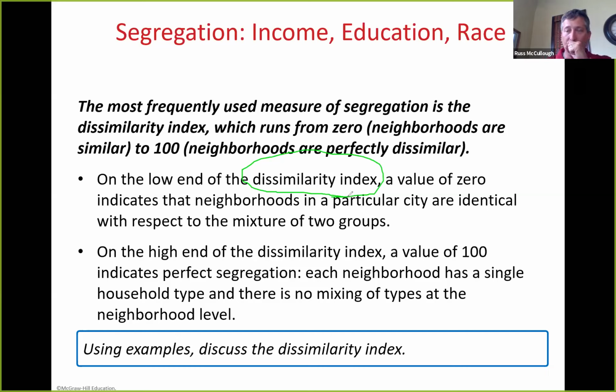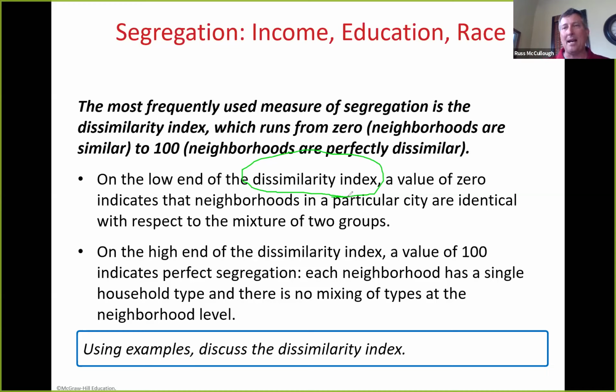And so if we have perfect integration, then if I look at the neighborhood north of the tracks and I sample those people, 20% of them will have incomes less than 40,000. And if I sample people on the south side of the tracks, 20% of those people will have it.